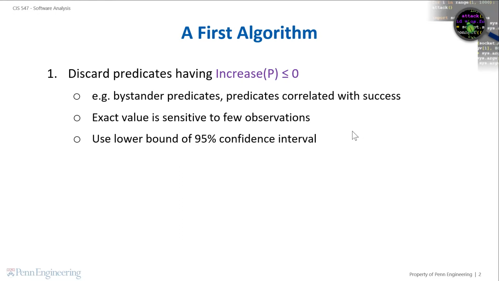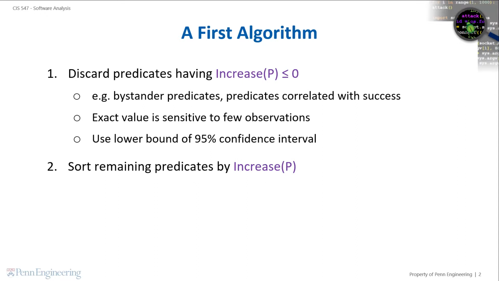Let's start with the first predicate, C equals A. There was one failing run in which we saw this predicate was true, and there were no successful runs in which we saw this predicate was true. So its failure score is 1.